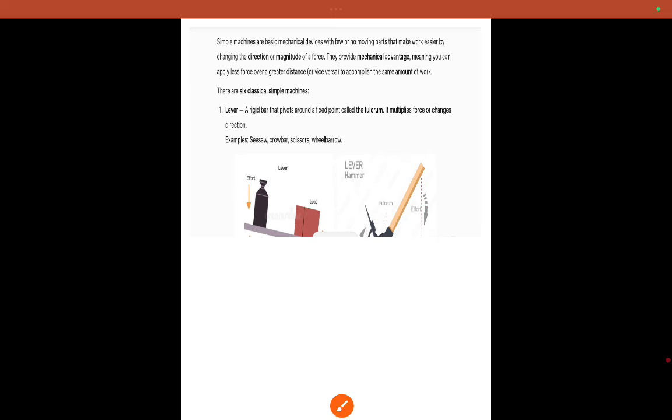Without wasting time, simple machines are basic mechanical devices with few or no moving parts that make work easier, changing the direction or magnitude of force. They provide a mechanical advantage, meaning you can apply less force over a greater distance to accomplish the same amount of work. Simple machines are used to do work in an easy way, in less time, with less effort. There are six classical types of simple machines.